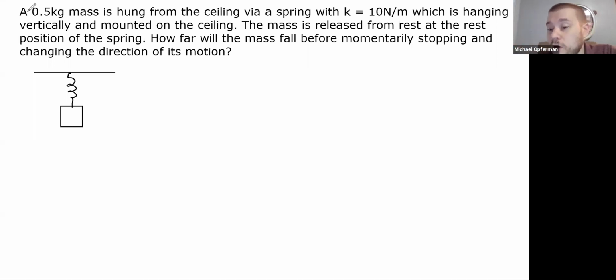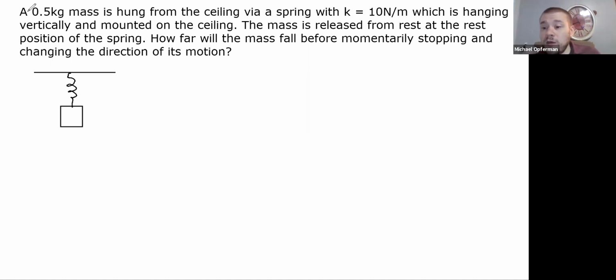Although the spring is not exerting any force at the rest length, this thing is hanging vertically, so gravity is going to pull it down, and what will happen in reality is you release it, it's going to bounce up and down. But this question is asking for how far will it go down before it momentarily stops and bounces back up again. See if we can figure that out based on the information in the question.